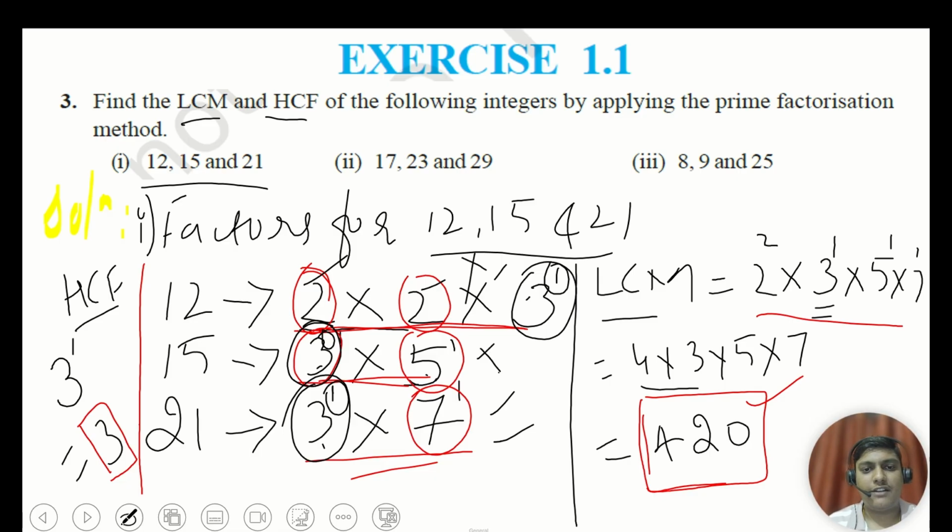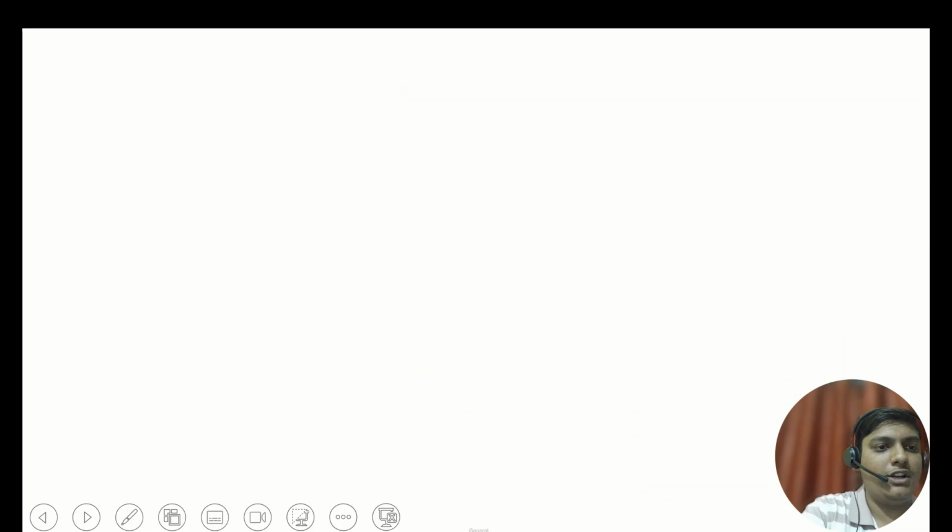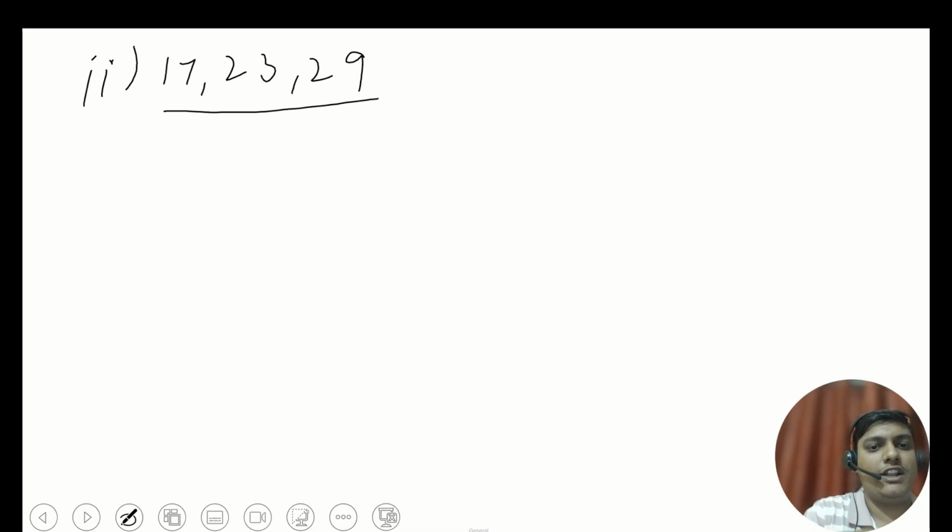7, 17, 23 and 29. Okay, question number 2. So question number 2 would be 17, 23 and 29. If you just observe here, all the numbers are prime factors. Correct? So what would be your HCF? Directly you can tell what would be your HCF, because HCF is 1. Why do I write this?